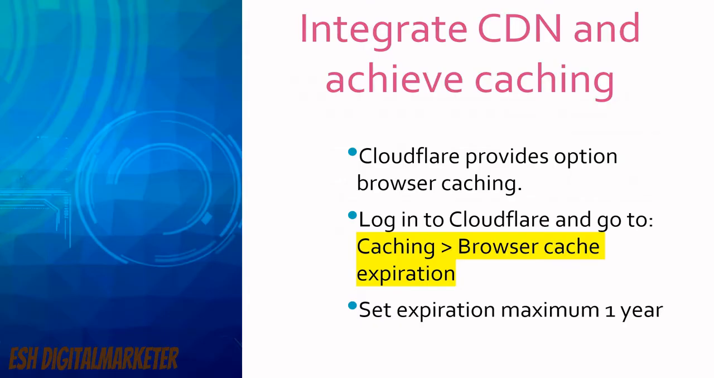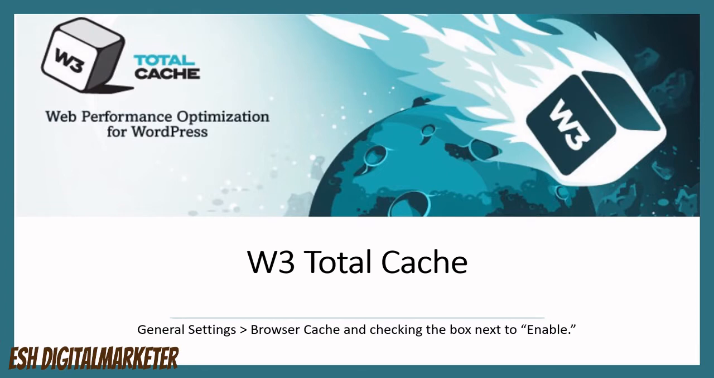You can also set the browser cache expiration through a CDN, especially if you use Cloudflare. Then you can log into your Cloudflare account and go to Caching and Browser Cache Expiration. You can set the browser cache expiration to a minimum of 1 year. And the last thing is you can set the browser cache using plugins like W3 Total Cache or WP Rocket, any other plugin is your wish. If you use W3 Total Cache, then you can go to General Settings and click Browser Cache Enable.